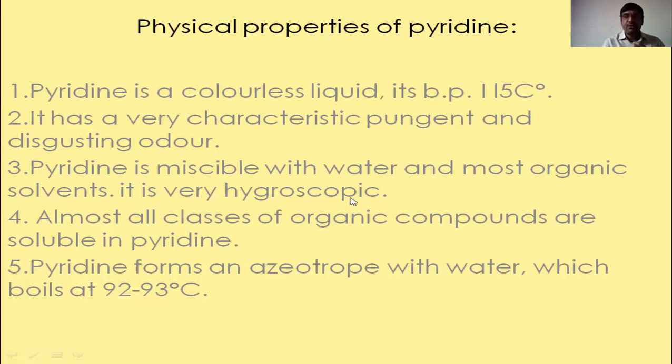It is very hygroscopic. Hygroscopic means it absorbs the moisture. So pyridine is miscible with organic as well as inorganic solvents. The fourth physical property is almost all classes of organic compounds are soluble in the pyridine. The fifth point is the pyridine forms azeotropes with the water, which boils at 92 to 93 degrees, means its boiling point is lowered in azeotropic mixture when it is mixed with the water.